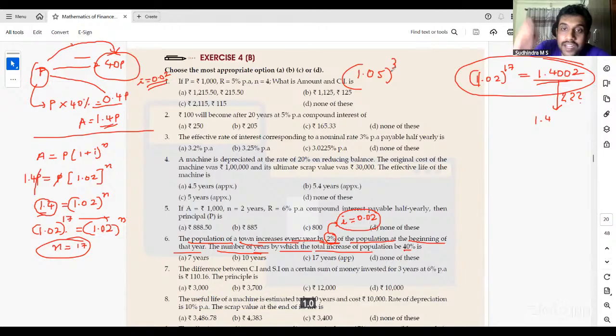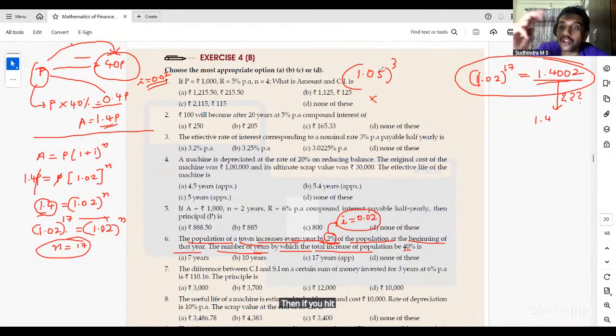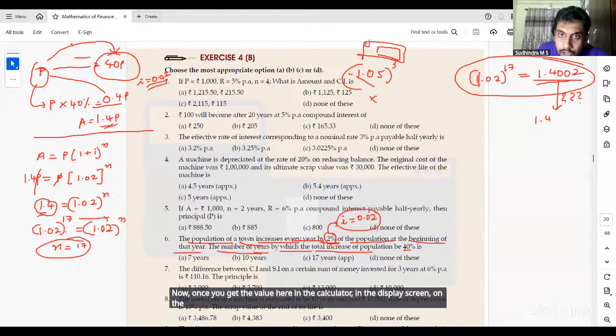1.05, you have the multiplication symbol, correct? Click on the multiplication symbol 2 times. Then if you hit equals, you get the square. If you hit equals again, you get the cube. How do you keep track of the number of times you have hit it? Once you get the value in the display screen, on the top left there will be a count.